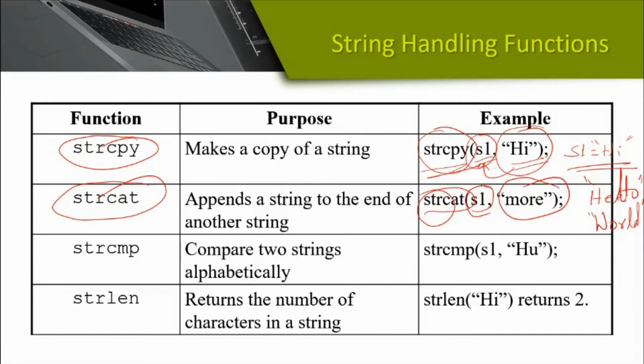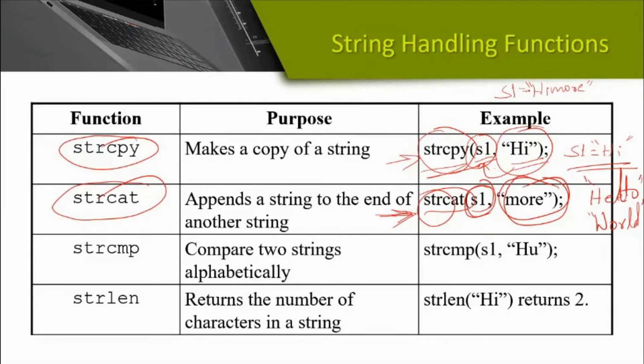So S1 will be having some value, then more will be having some value. More is the string that will be added to S1. In this case, if we consider this particular line as well as this particular line together, what happens is it will be like this: high, more. This will be the output, or S1 will be after the execution of this particular line.